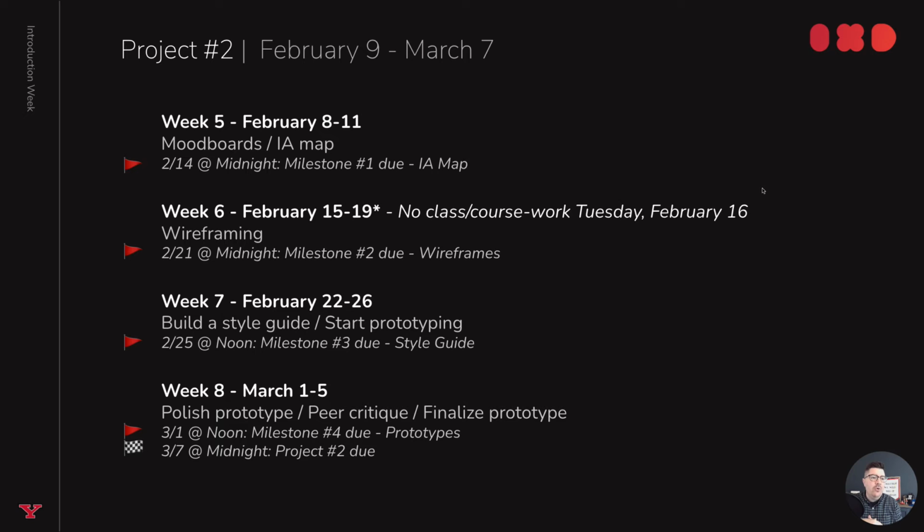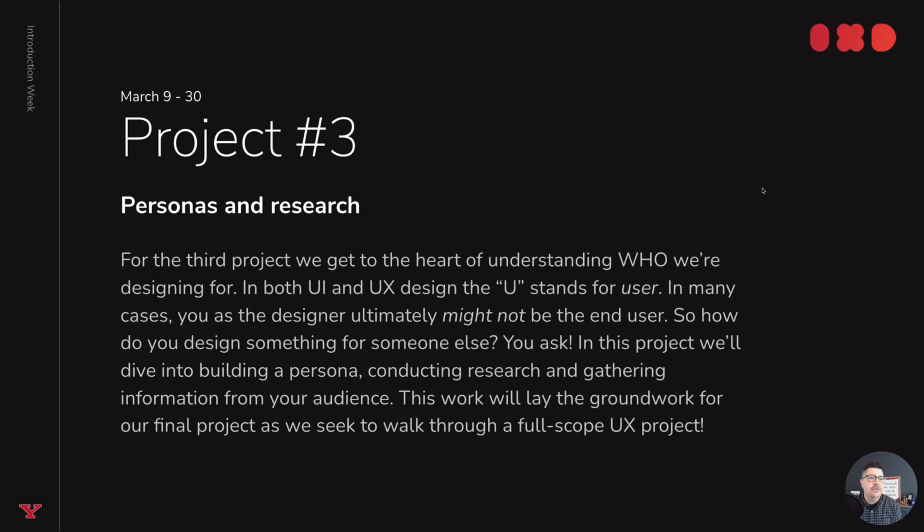Week 7 of our course, we're going to be focusing on, for Project 2, building a style guide and starting that prototype. And that style guide will be what will be due for our milestone number 3. And the final week of this project, week 8 of the course, March 1st through the 5th, we'll be polishing up our prototype, peer reviewing it, and then finalizing that prototype to make our ultimate deliverable due there March 7th at midnight, Project 2 being due.